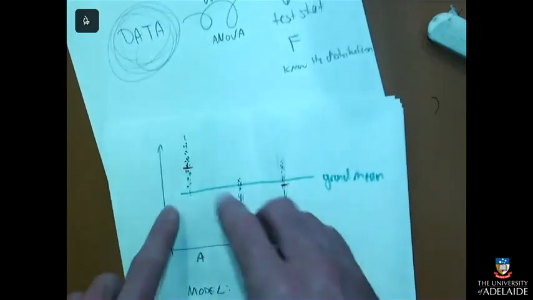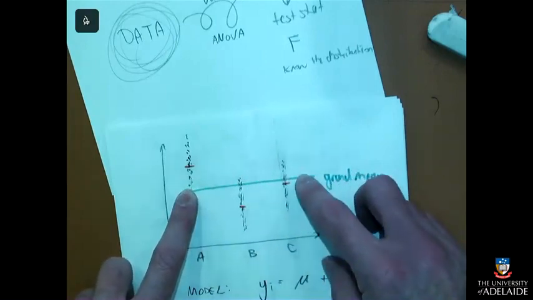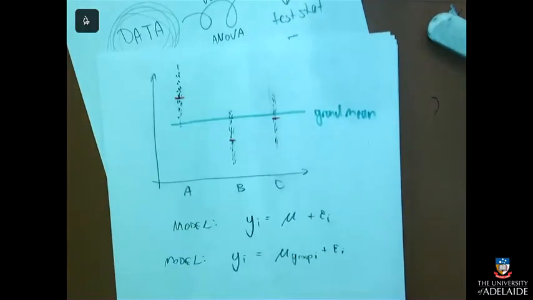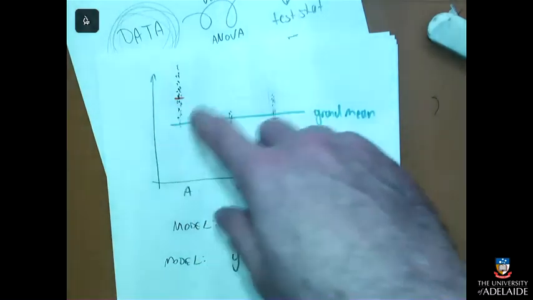So you add up how far everything is from the grand mean, and that's the total amount of variation. You add up how far everybody is from their group mean, and that's the variation in this model. And then the leftover variation is how far all the group means are from the grand mean. But you include that once for every individual in the study.